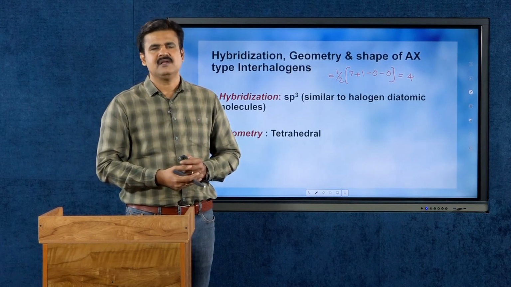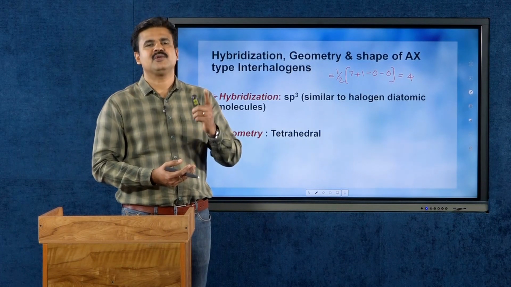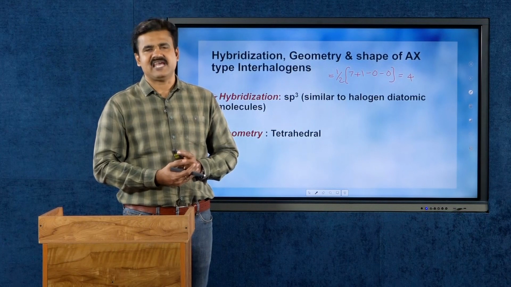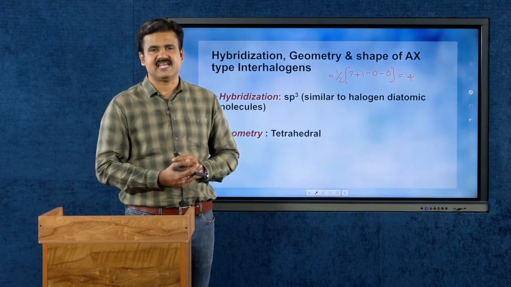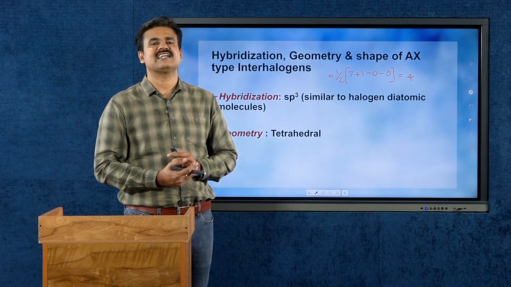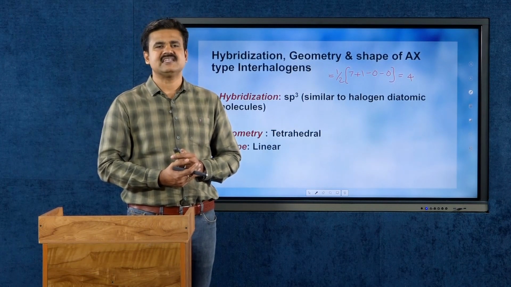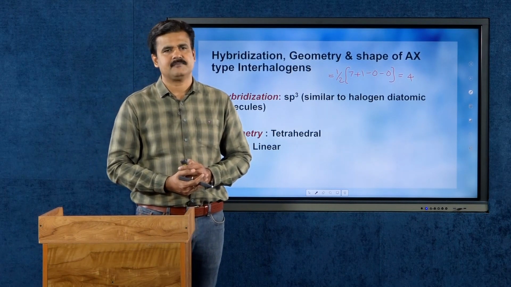Now, for sp3 hybridization, the geometry must be tetrahedral. But you have to keep in mind that in this molecule AX, the central atom A is directly bonded to only one halogen X. So, 3 lone pairs are present on the central atom A. If we remove those 3 lone pairs, we will get a linear shape for this AX type interhalogen.